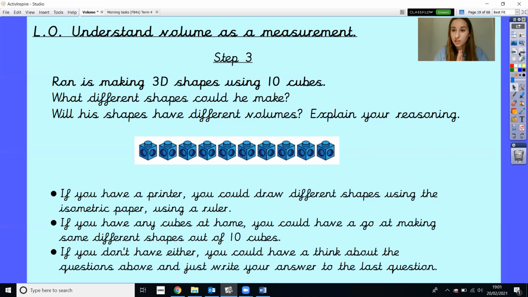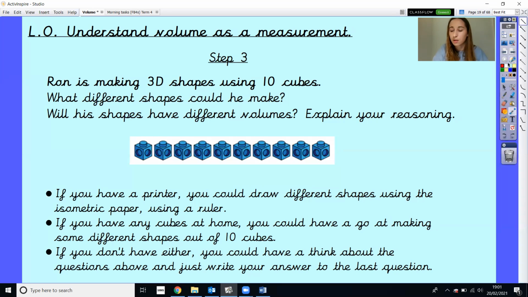Either draw some different shapes with 10 cubes on isometric paper, or use some cubes to build those shapes. So if you're in school, maybe you could use some multi-link to do that. Or if you're at home, see what you've got. Or you don't need to do either. You can have a think about the questions and write your answer to this question here. Will his shapes have different volumes?